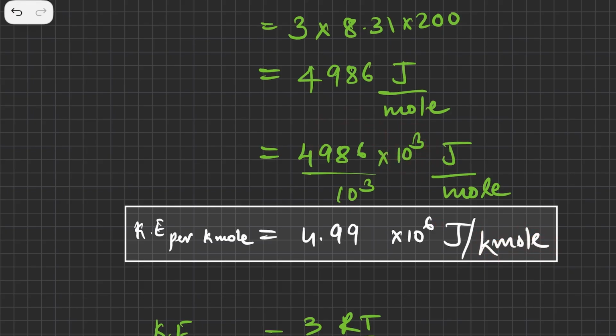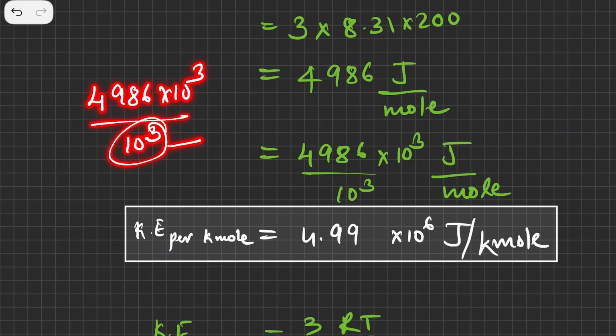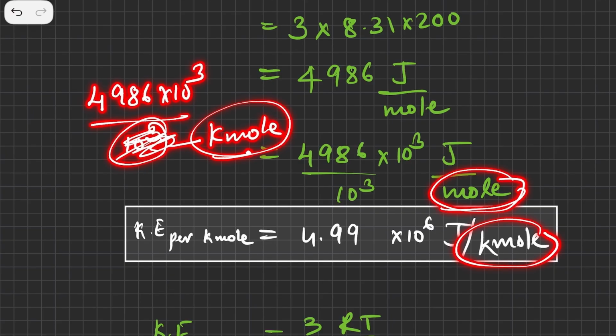So in case you have not been following, just pay attention here. 4986 into 10 raised to 3 upon 10 raised to 3. Now this 10 raised to 3 goes into kilomole. So you will never look this 10 raised to 3 if you are writing kilomole. So I have written, in place of mole I have written as kilomole.